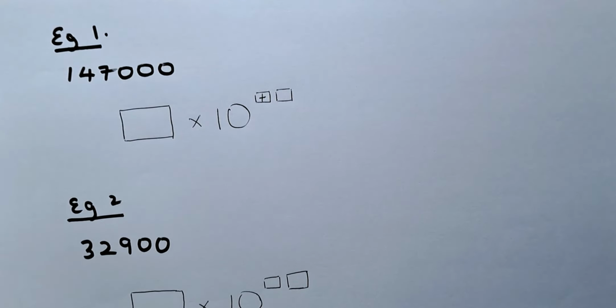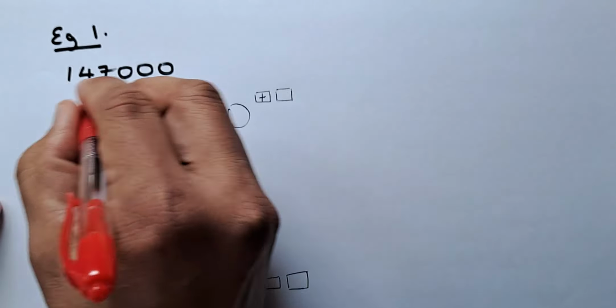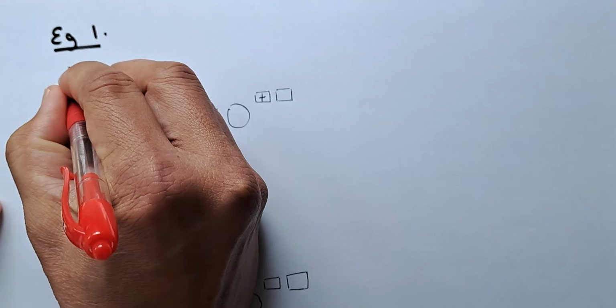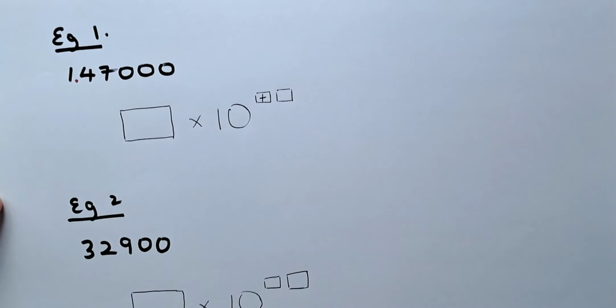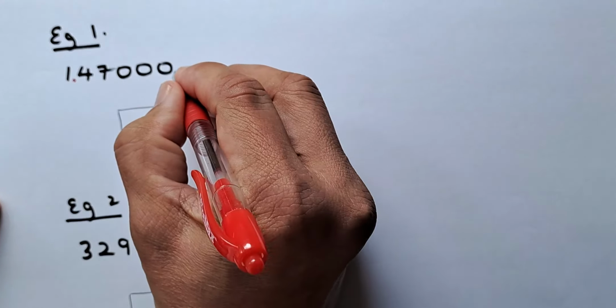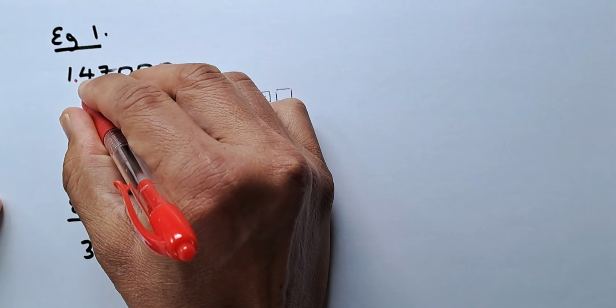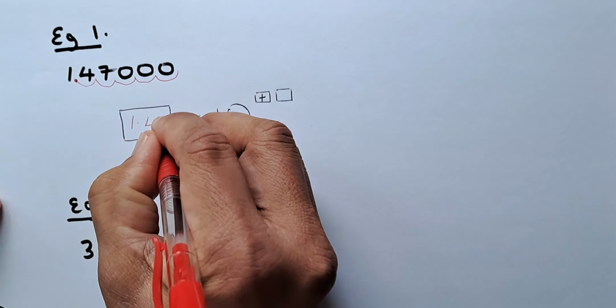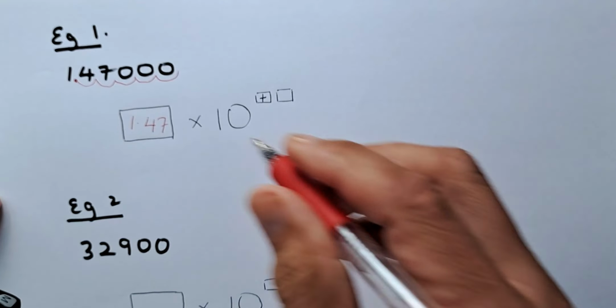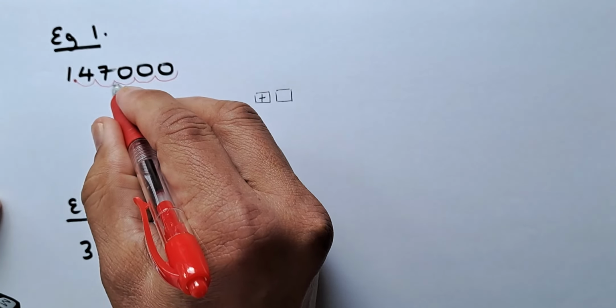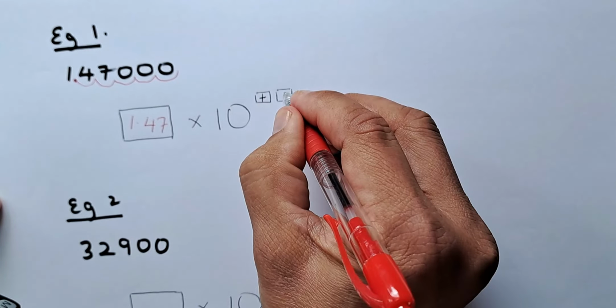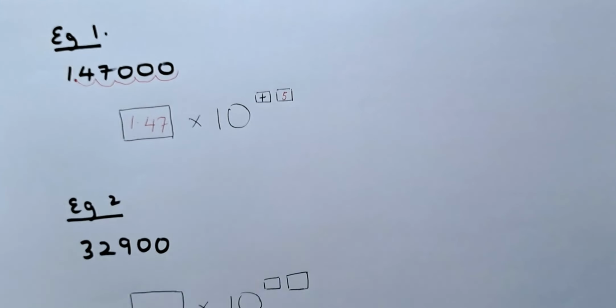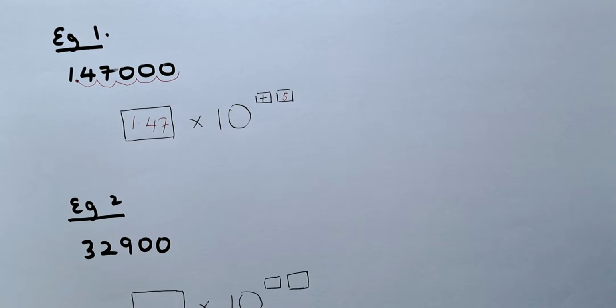So we need to move the decimal point. The original decimal point was here, and we have moved 1, 2, 3, 4, 5. So the number is going to be 1.47, because it must be less than 10. And we have moved 1, 2, 3, 4, 5, so the power is going to be 5. I hope you understand. So we shall look at the second example.